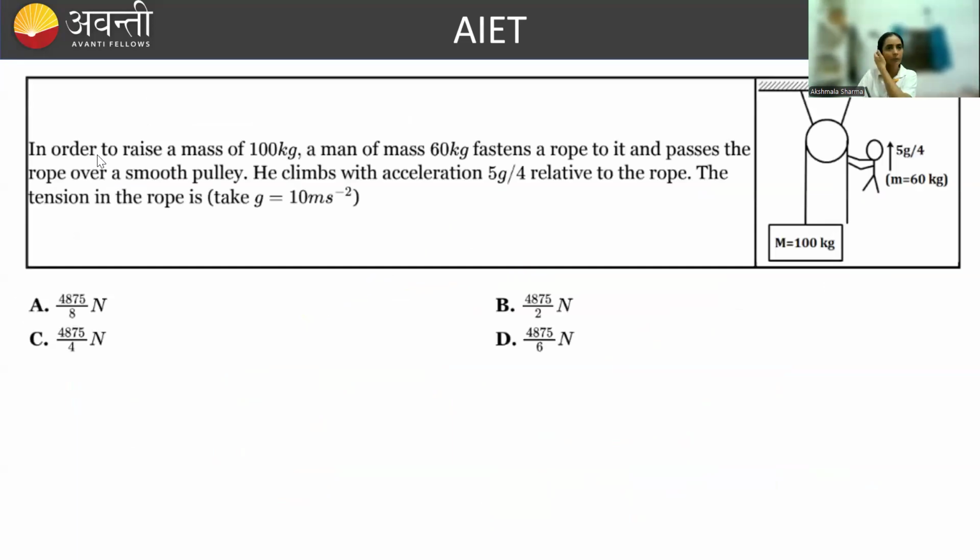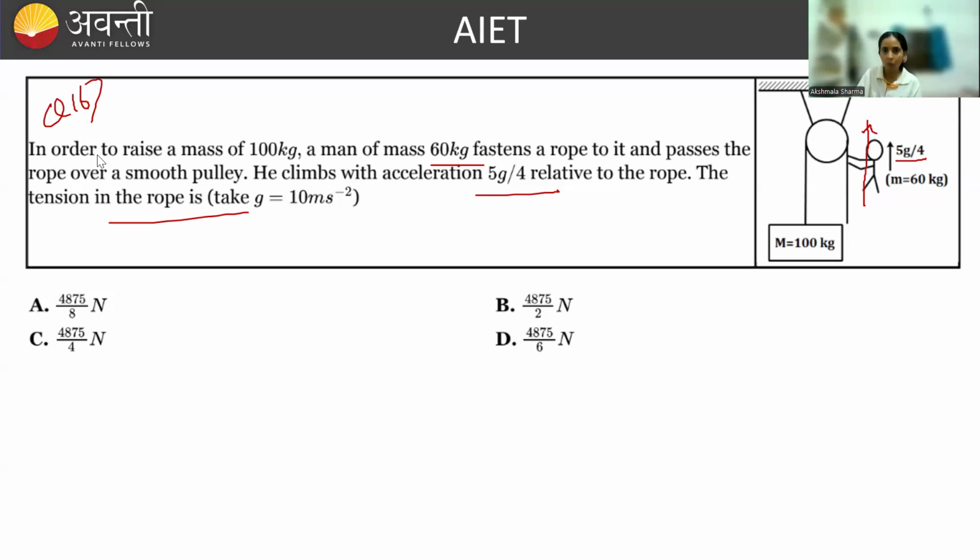Now, this is question number 16. In order to raise a mass of 100 kg, a man of mass 60 kg fastens a rope to it and passes the rope over a smooth pulley. He climbs with acceleration 5g/4 relative to the rope. The tension in the rope is? So this person is climbing up with acceleration 5g/4. This is acceleration with respect to the rope.